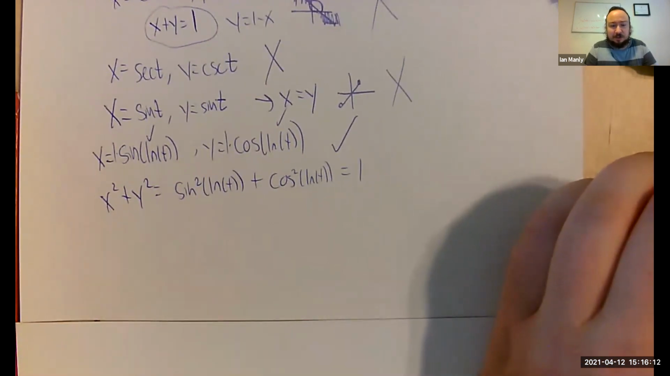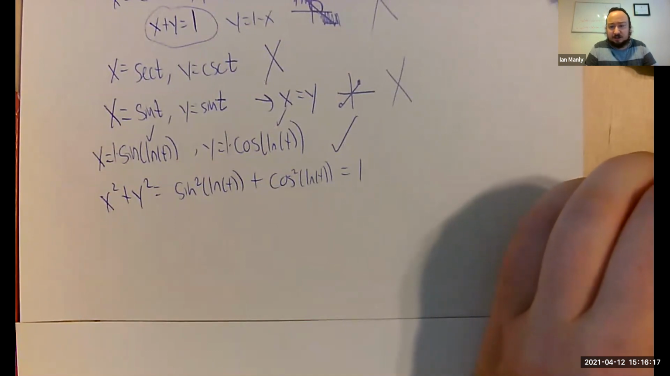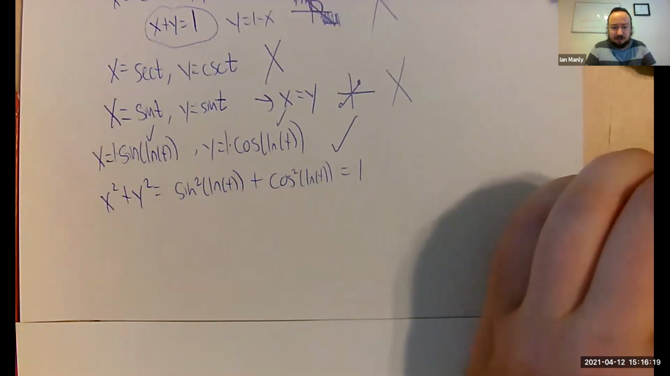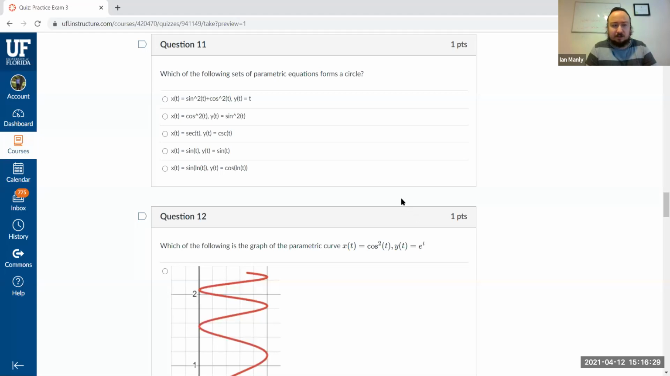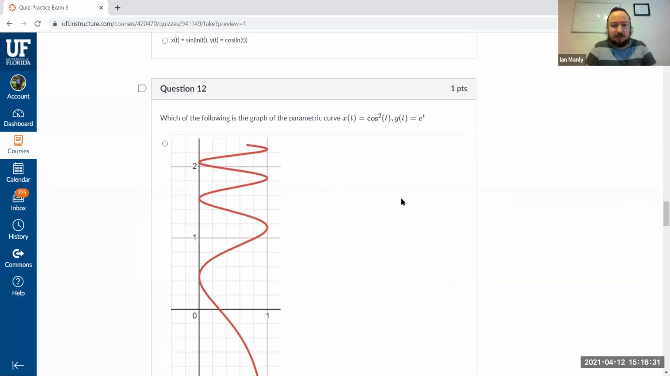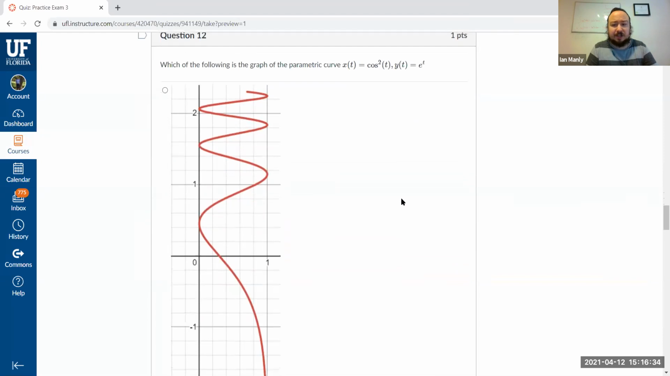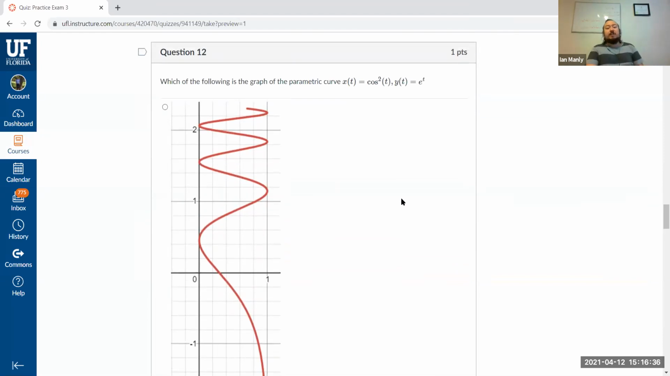All right, that's question 11. Let's move on to question 12. And for this, I'm gonna have to share my internet here. This one has some pretty pictures to look at. All right. So this question asks, which of the following is the graph of the parametric curve, x is cosine squared, and y is e to the t, right here.